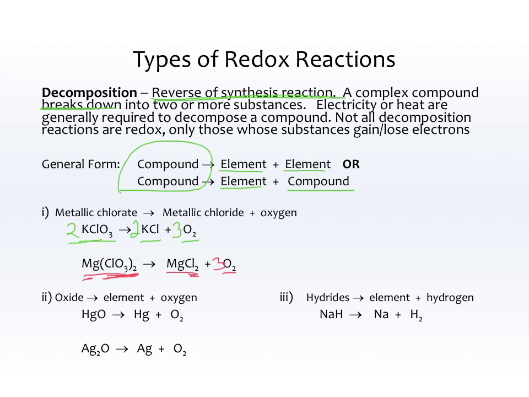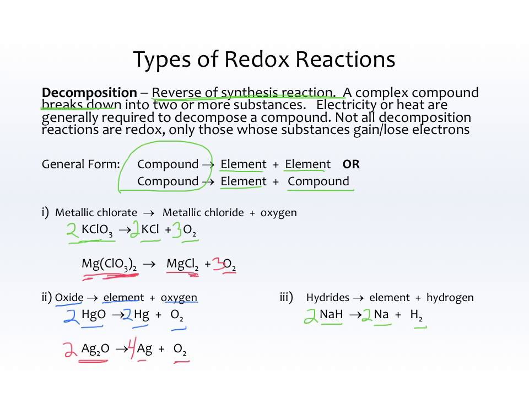Another type of decomposition reaction includes an oxide breaking down into an element plus oxygen. So, for example, mercury oxide turns into mercury plus oxygen. There's 2 oxygens on the right, so I'll fix that by making 2 mercury oxides and then 2 mercuries. With Ag2O, that silver oxide makes silver plus oxygen. 2 oxygens on the right, 1 on the left, put a 2 there. That gives me 4 silvers. And then another type has hydrides, that's sodium hydride, turns into an element and hydrogen. And in this case we have 2 hydrogens on the right, because hydrogen is diatomic, so 2 NaHs and 2 Nas.